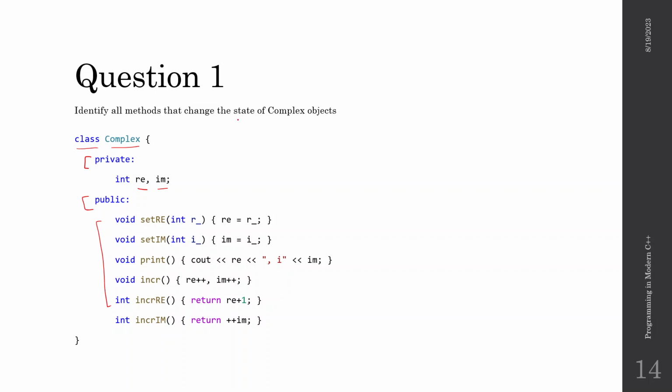Now the question stated, identify all the methods which change the state of the object. So state refers to the data members, the collection of data members, I mean their specific values. Specific values of the data members define the state of the object. So if in any question they ask you about the state, it is the values of the data members. Now which of these methods change the values of the members?